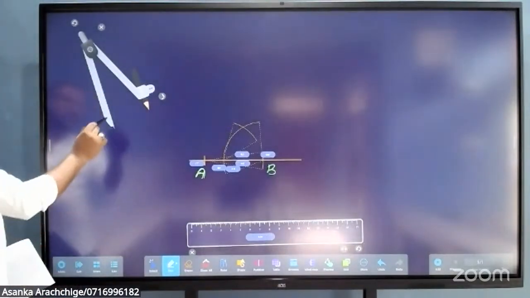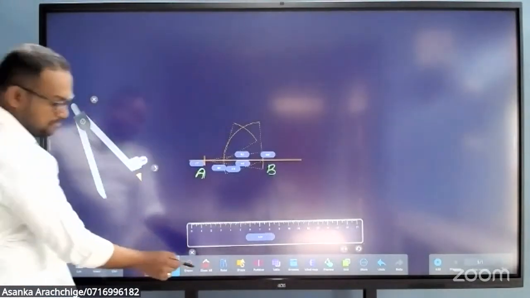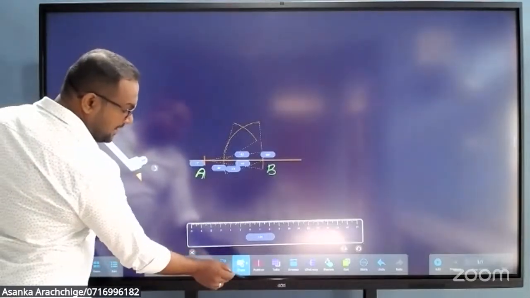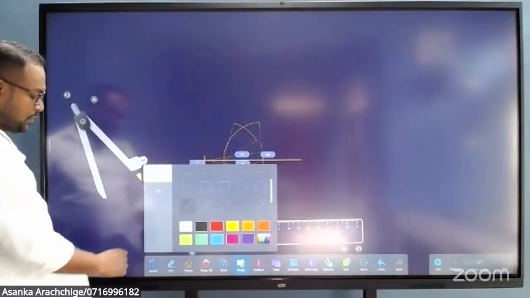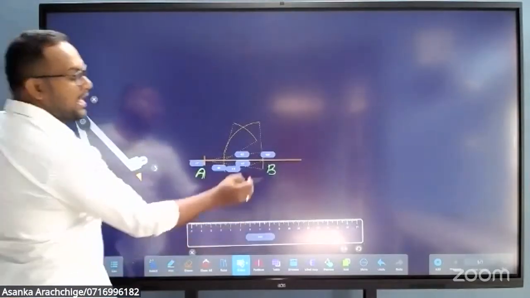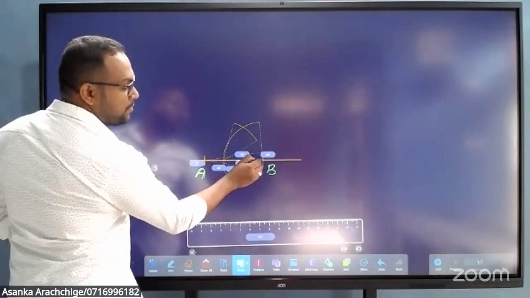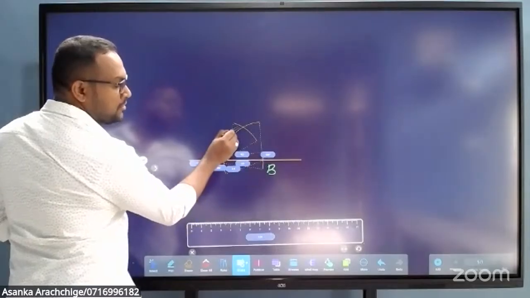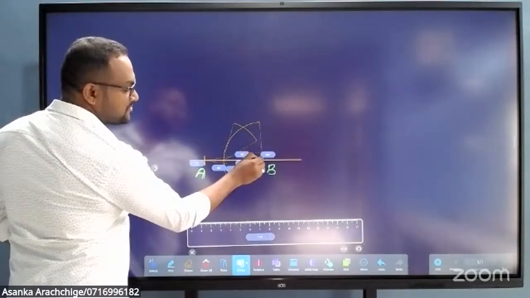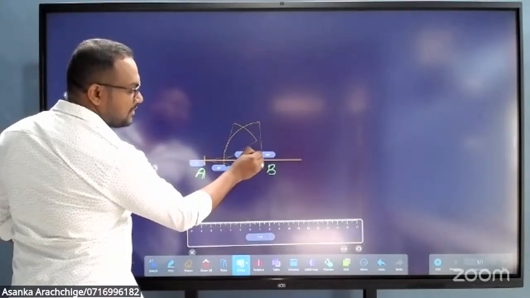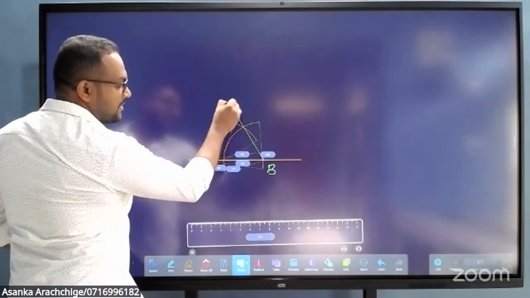Then by using the ruler and pencil, you have to join this point B to this point of intersection with a straight line like this and produce it.